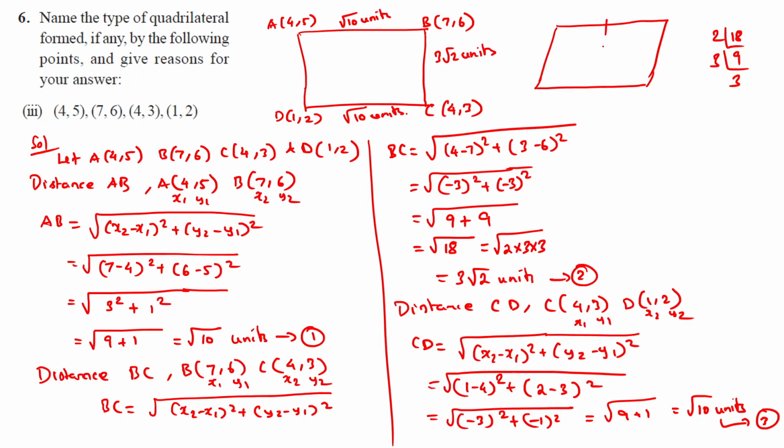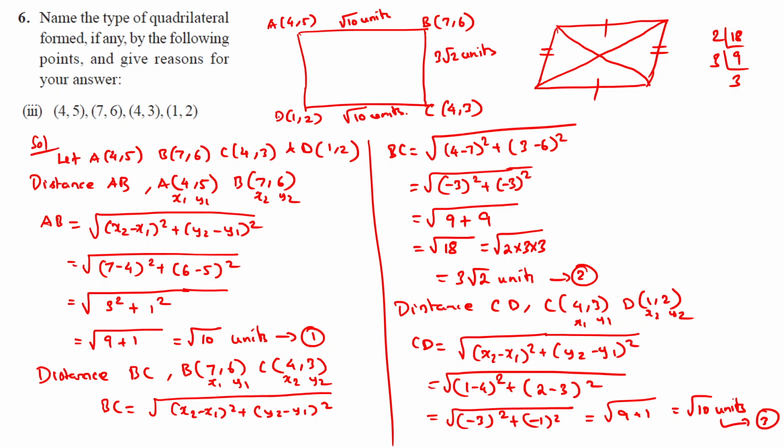Here in parallelogram, opposite sides are equal like rectangle, but we need to find the distance of diagonals also. If the length of the diagonals are equal, we can conclude it is a rectangle. If the length of the diagonals are not equal, we can say it is a parallelogram. So we need to find the length of diagonals also. Okay.